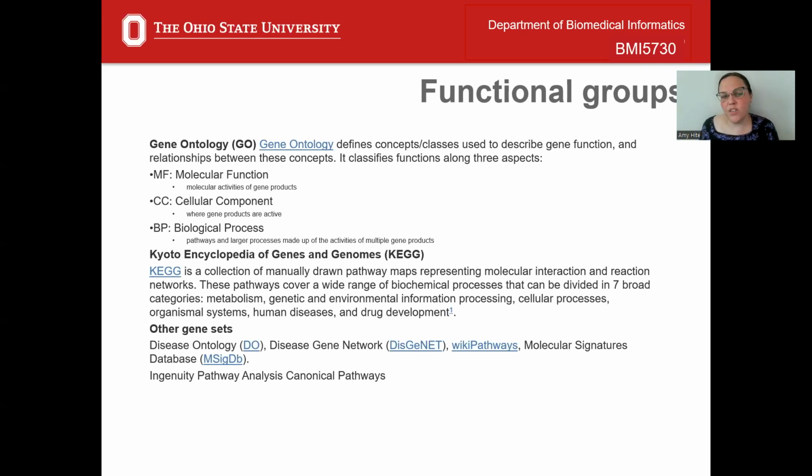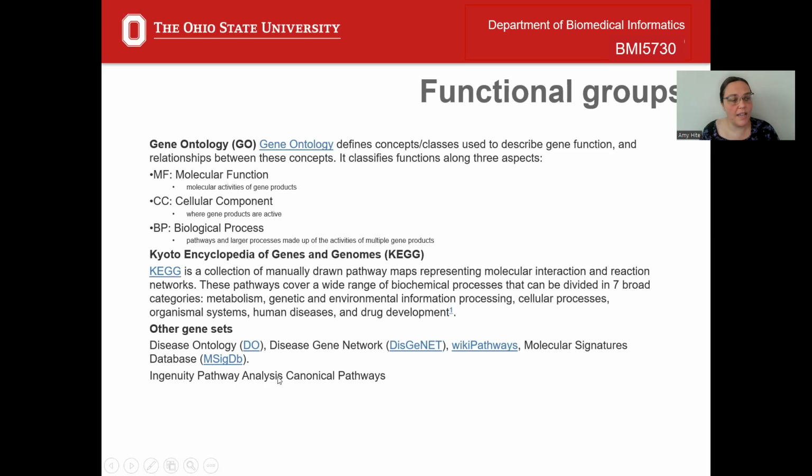The other types of functional groups are what we call pathways. So KEGG is one group of these defined pathways. There's also WikiPathways. There's Disease Ontology. A lot of these pathways and terms and functional groups are all described in the Molecular Signatures Database, or MSigDB. And if you want to find all of the genes related to one particular function or process, you could go there and search.